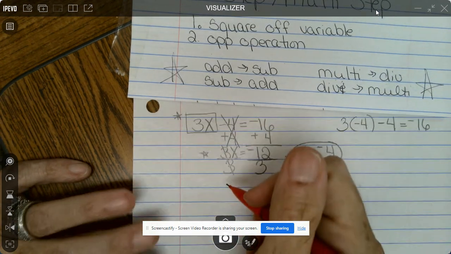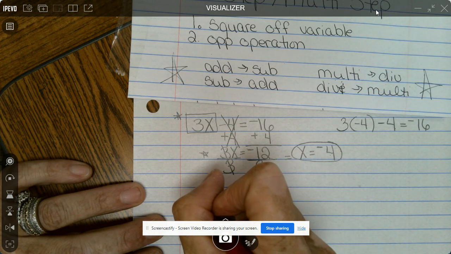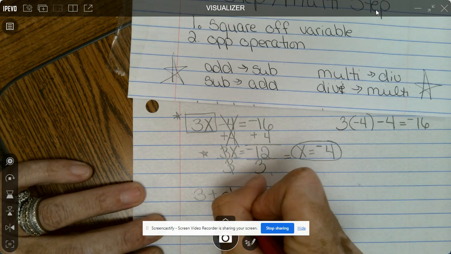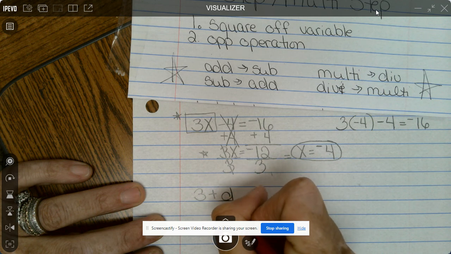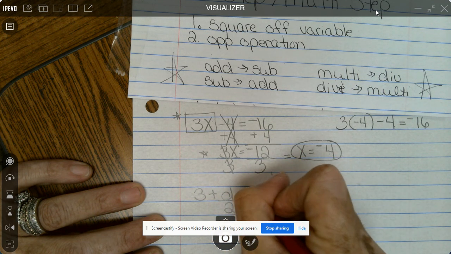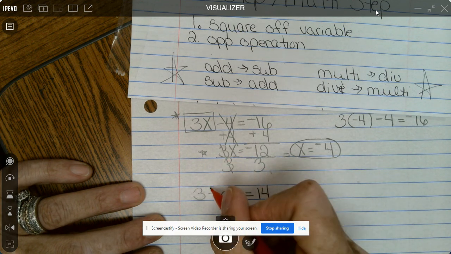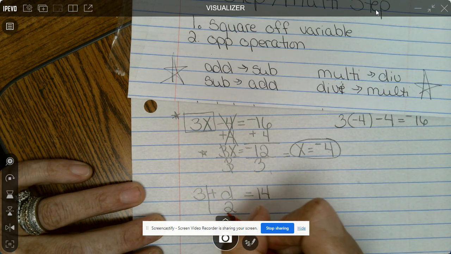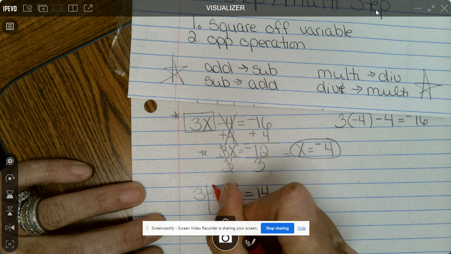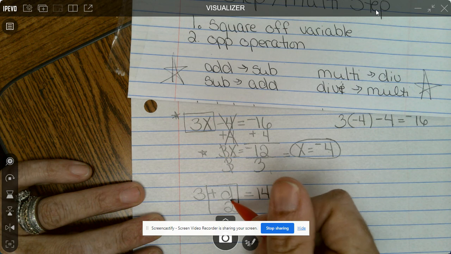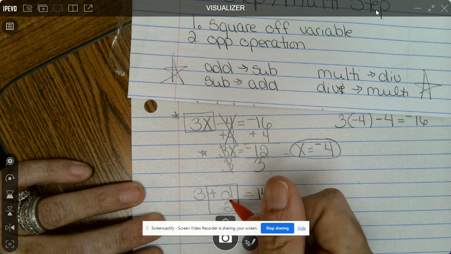The next one we're going to look at is 3 plus d over 2 equals 14. So don't stress out because your variable is not in the front. We're just going to go ahead and square off this positive d over 2. Now that we have that squared off, we know that this is the last thing that we're going to touch.